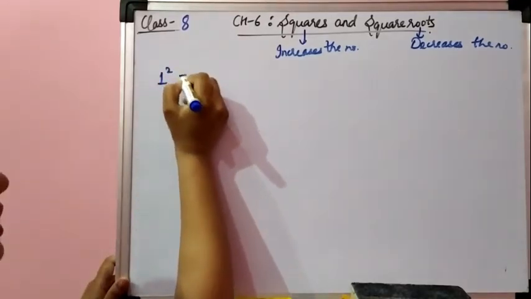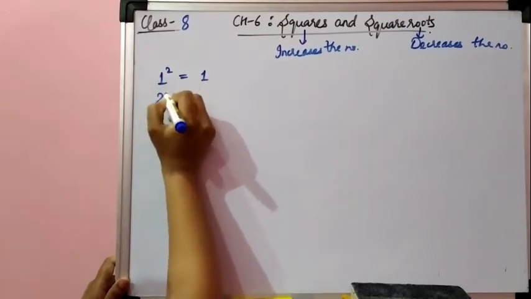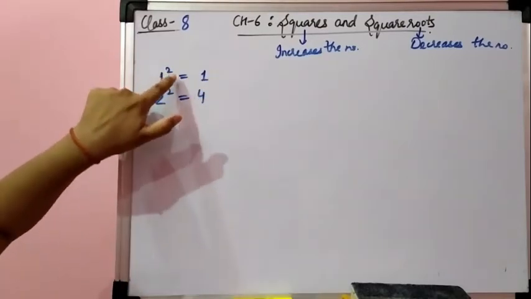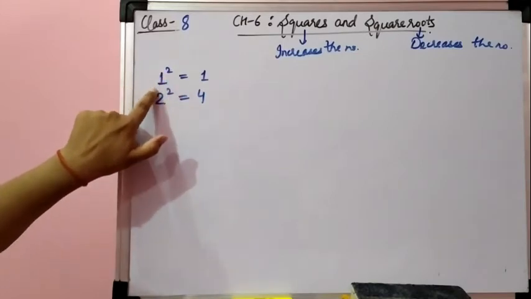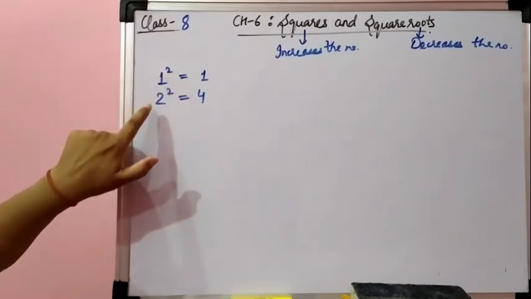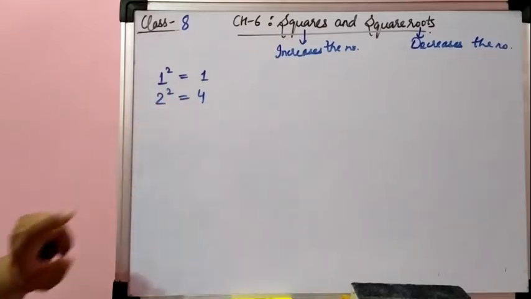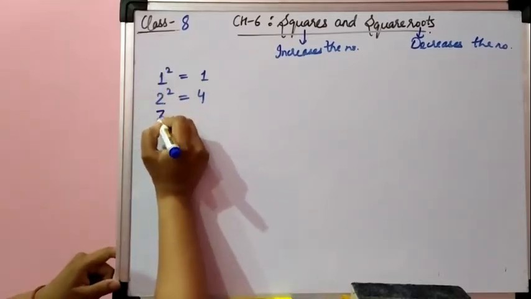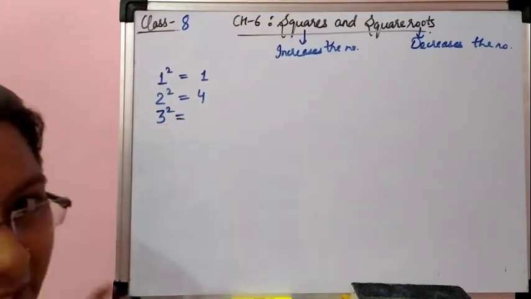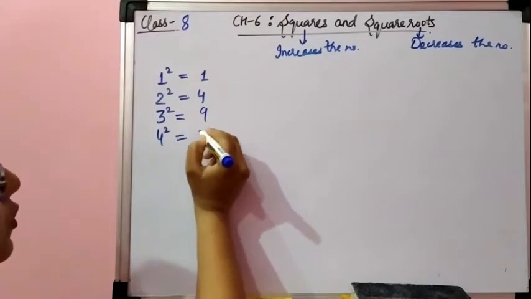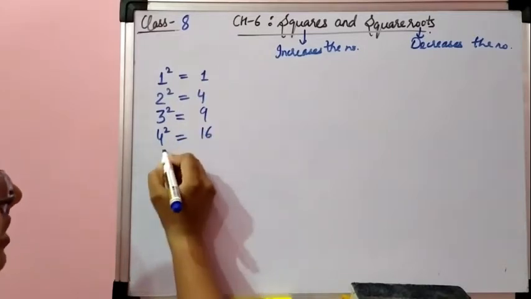Square of 1 is 1, square of 2 is 4. Square means 1 is raised to power 2. This will be read as 1 raised to power 2 or 2 raised to power 2. It means 2 into 2, 1 into 1. 3 raised to power 2 means 3 into 3, that is 9. 4 raised to power 2, 4 into 4, 16.